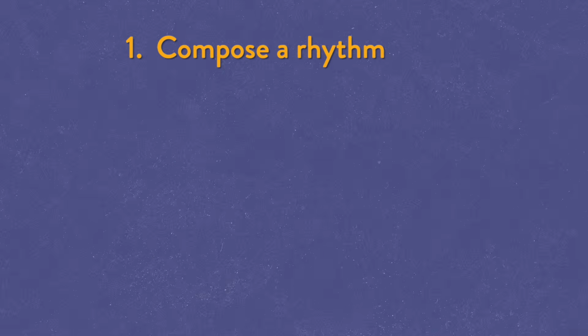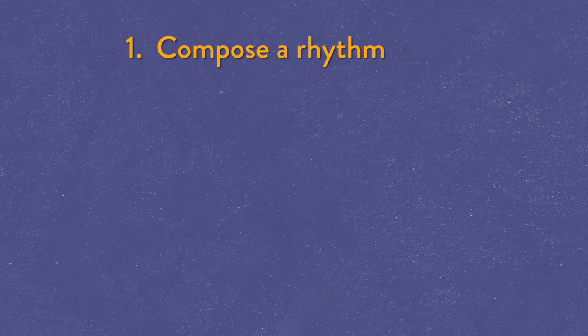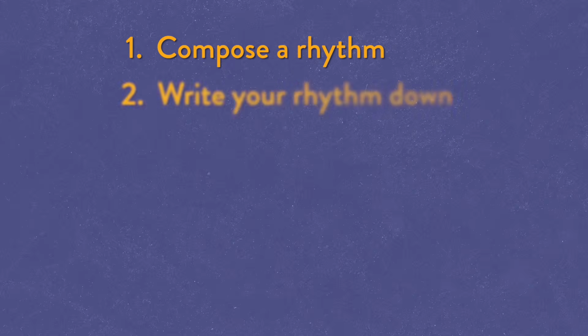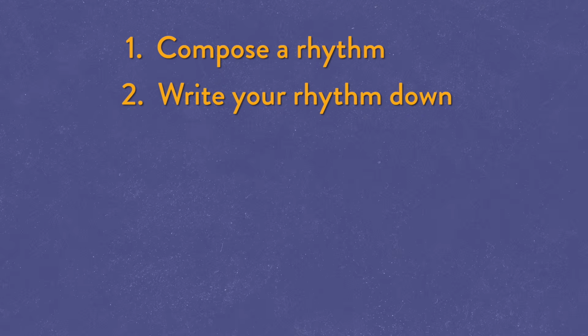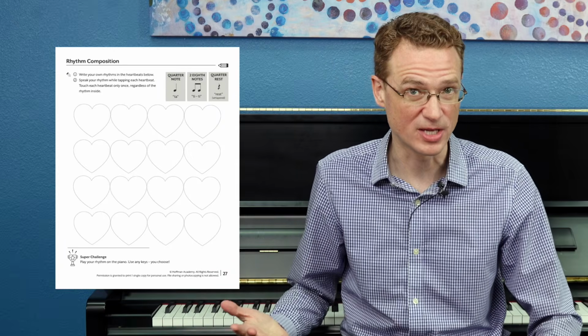Now, I'd like you to try composing a song all by yourself. Let's review the steps for composing your own song. First, make up a rhythm using the heartbeat mat and the rhythm cards. You can get a heartbeat mat and the rhythm cards by downloading them from our website. Then write your rhythm down on the rhythm composition theory page, which is found in the Unit 1 method book, also available for download from our website.